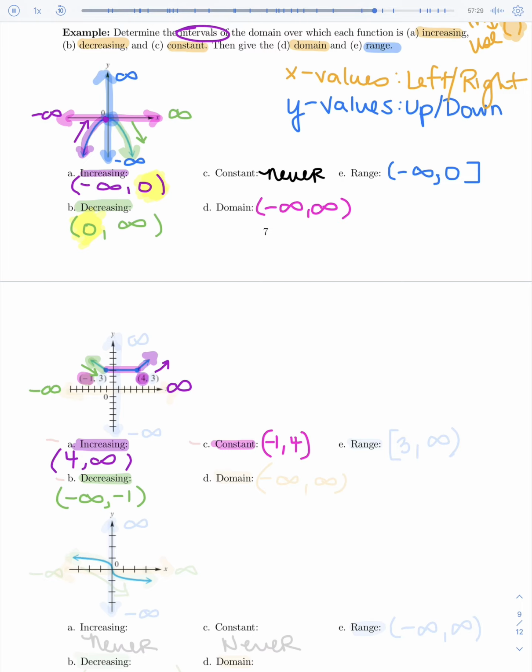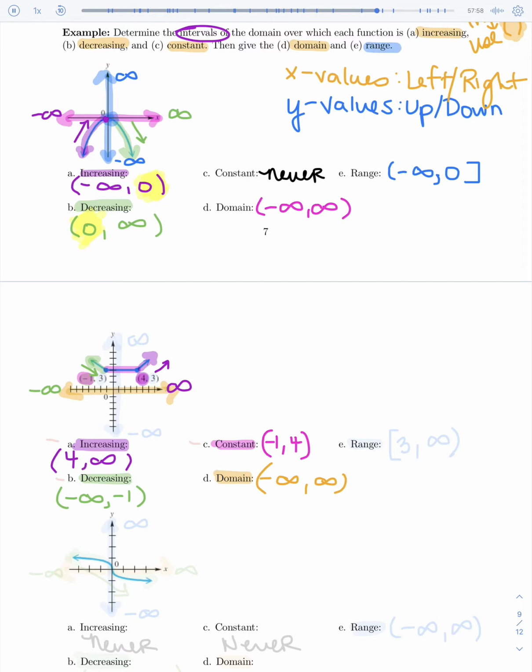Now let's talk about our domain and our range. Our domain means looking at our graph and tracing it from left to right. Well, from left to right, notice our graph goes both in the left and the right forever without stopping or ever having to pick up your pencil. So our domain is going to be -infinity to infinity. There's a graph everywhere from left to right.